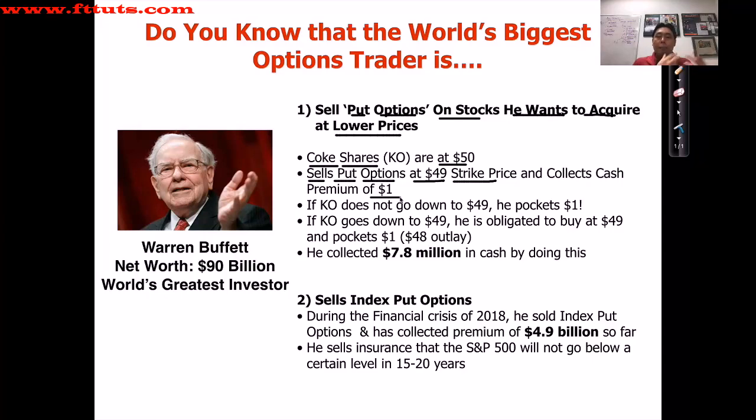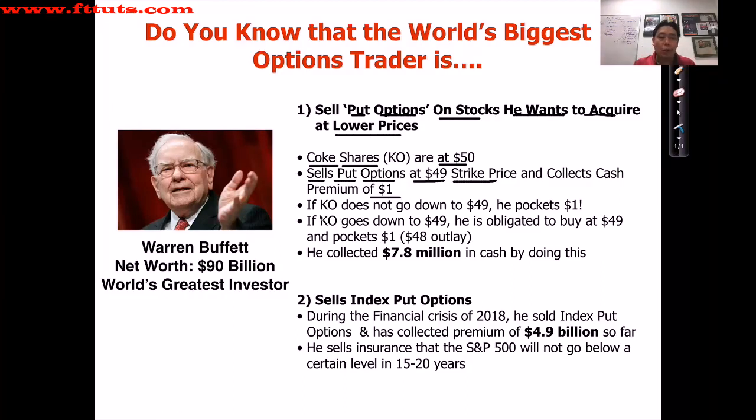And Warren Buffett, by collecting the premium, is obligated to buy Coca-Cola shares at $49, which he wants to do anyway. So even if Coke drops to $45, Buffett is obligated to buy it at $49 because of the insurance contract. So what are the different scenarios?